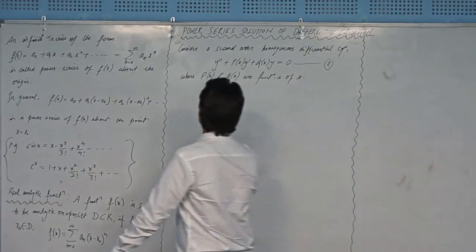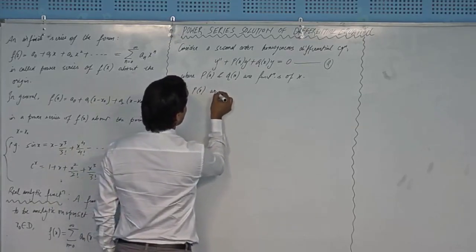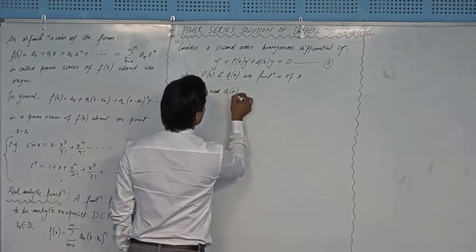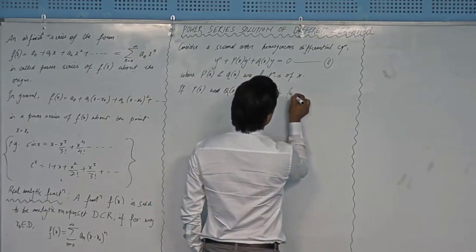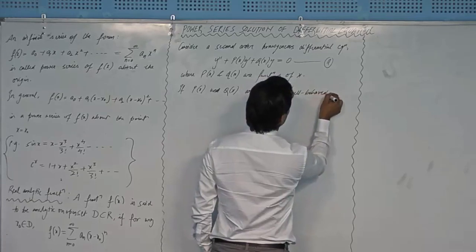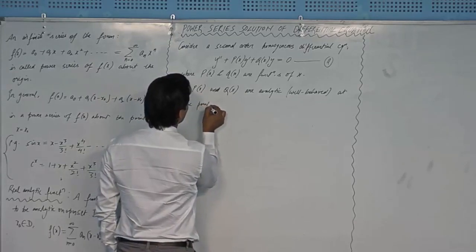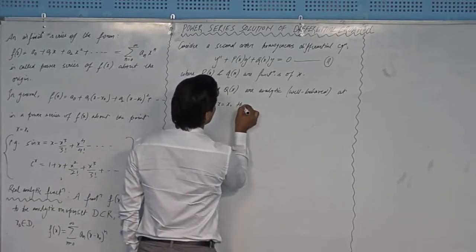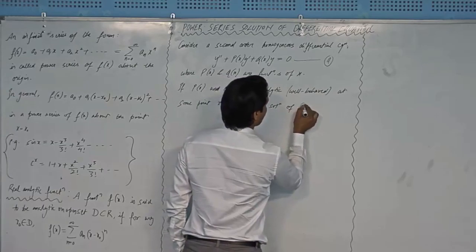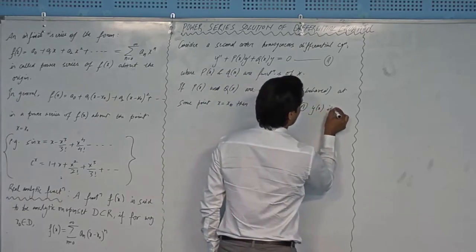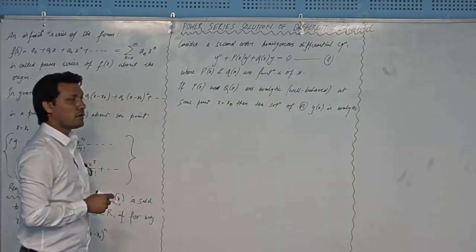I will write that point. If p(x) and q(x) are analytic, or I should say well behaved, at some point x equal to x naught, then the solution of this equation number A, y(x), is analytic, right? So this is the key idea to use this power series solution method.